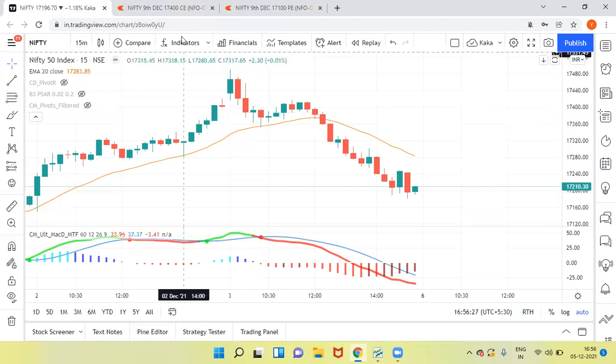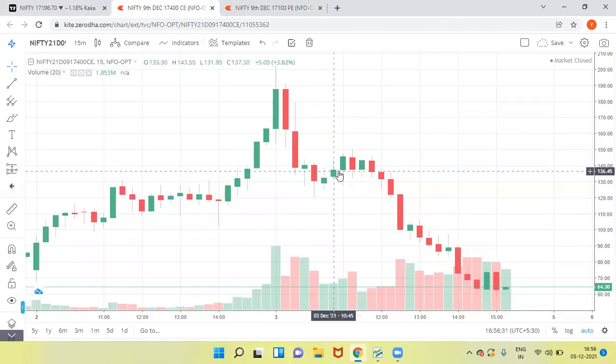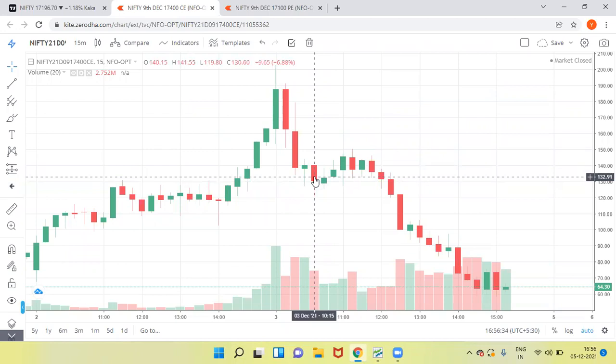So I'm initiating a sell here. Similarly, at 10:15, all right. Great. So now if you can see here again, open, high, low, close. At 10:15, open 141.15, high 141.55, low is 119.80, close is 130.6. So now we are assuming that we have initiated a short at the close, right? 17,400 call, short initiated at 130.6. My target, at least, the amount of money that I'm at least expecting to make is 119.80, which is almost 11 rupees. That's sure short.